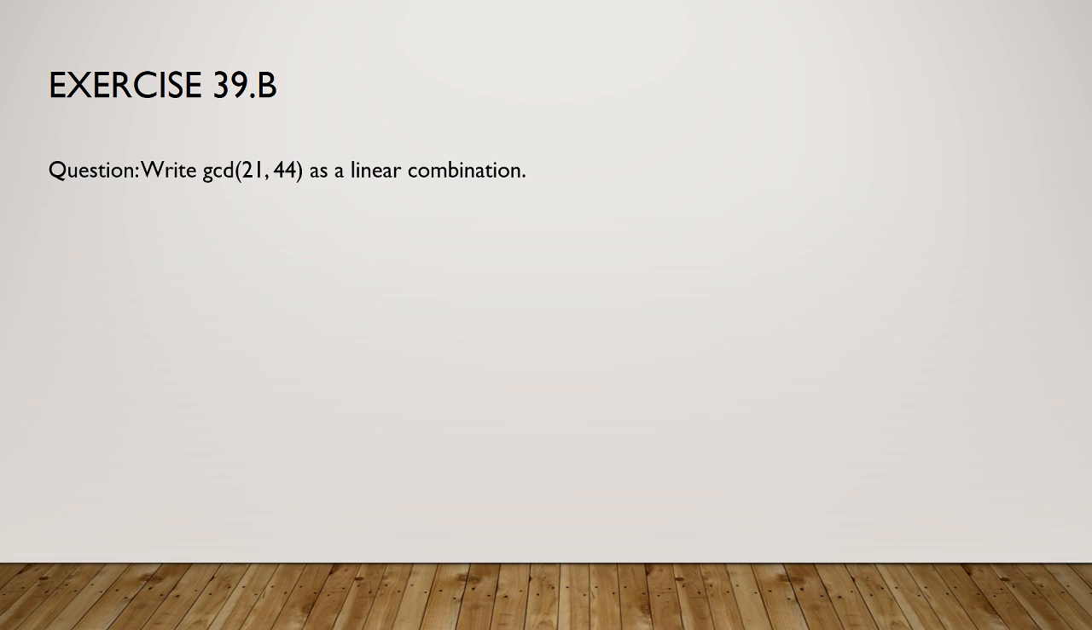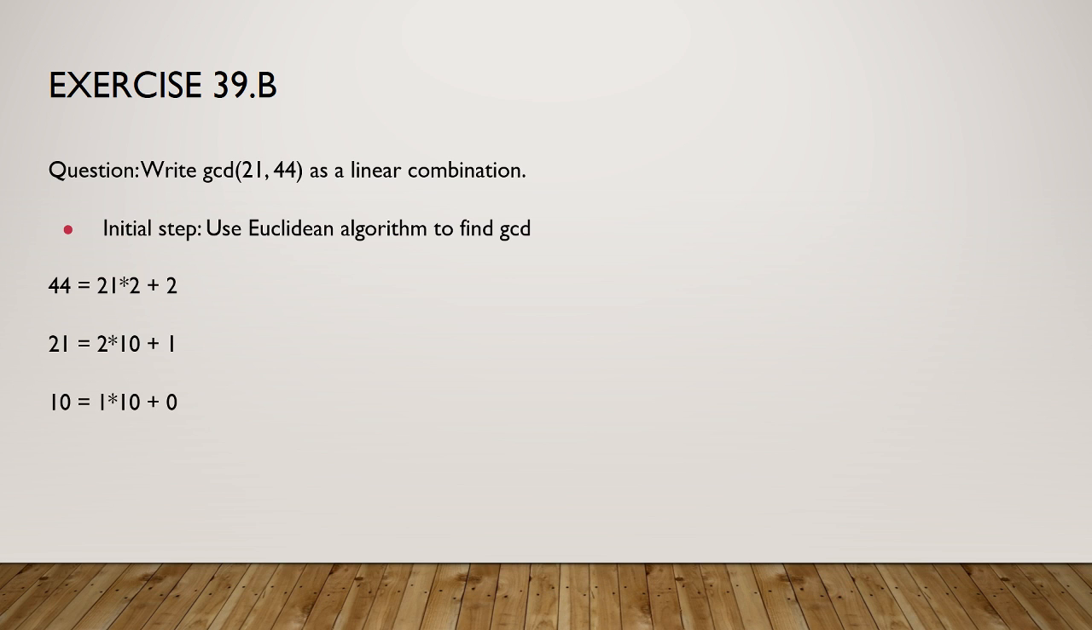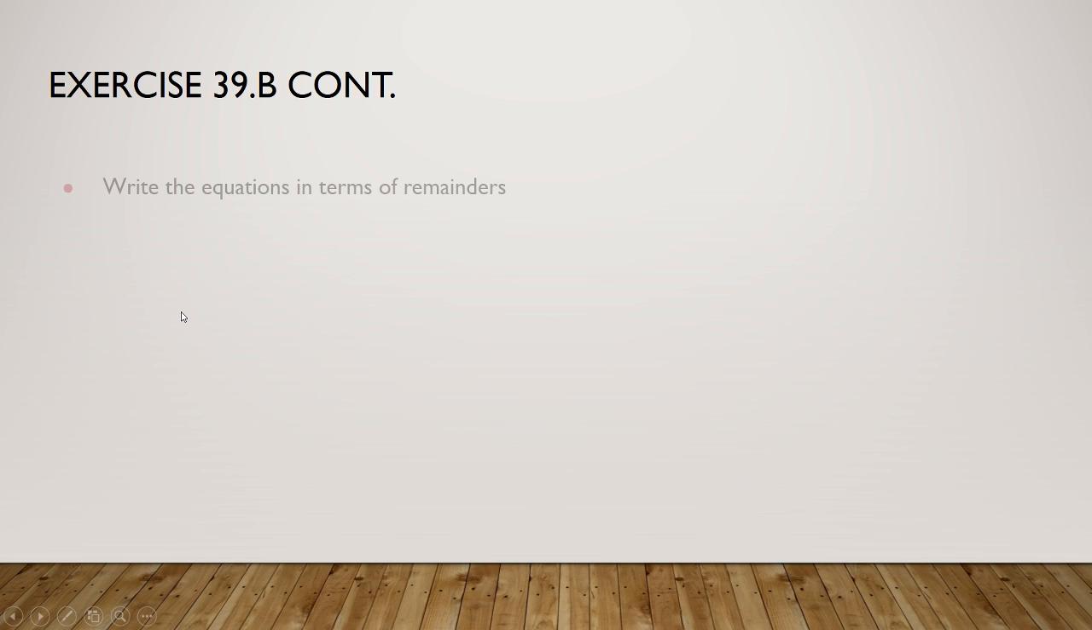So in this exercise, we'll be doing 21 and 44. First, we start and find the greatest common divisor. As you can see here, we do the same process. We end up with 0, so 1 is our greatest common divisor. Just continuing, we want to put this into two equations. We find here that 2 equals 44 minus 21 times 2, and we get 1 equals 21 minus 2 times 10.